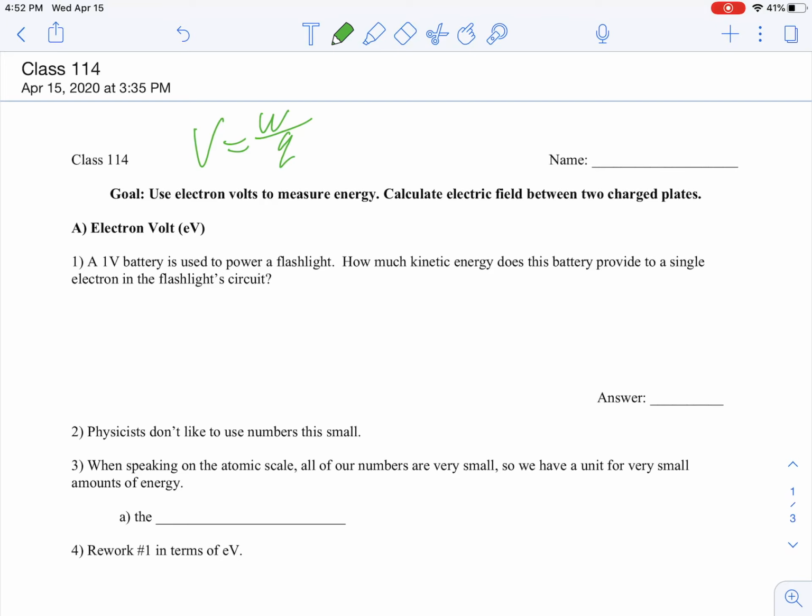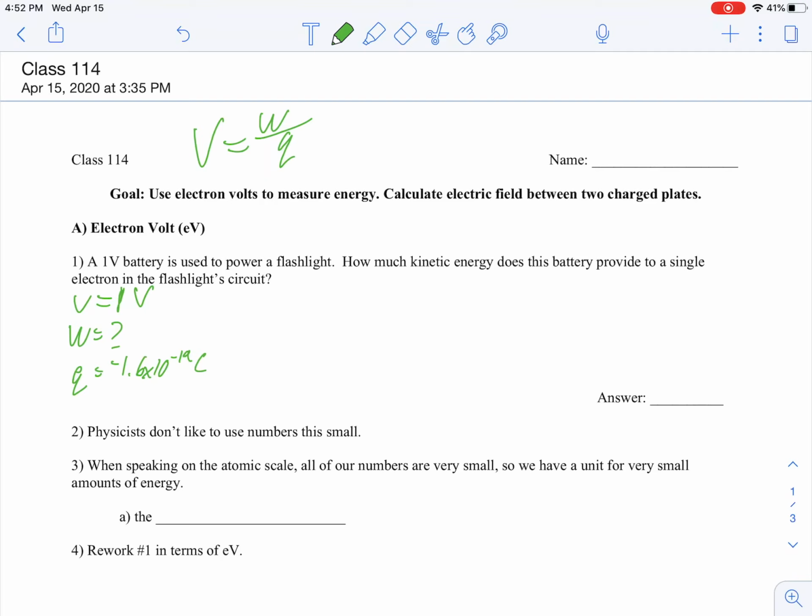So just to practice from last class, try this one out on your own first. A 1-volt battery, so there's my voltage, or electric potential. Again, those terms are interchangeable for our purposes here. All right, how much kinetic energy? So we're looking for work, which is the same as energy, does this battery provide to a single electron? So there's Q, negative 1.6 times 10 to the negative 19 coulombs. I'm going to add one caveat to that. I'm going to say, what is the magnitude of the energy given to it?